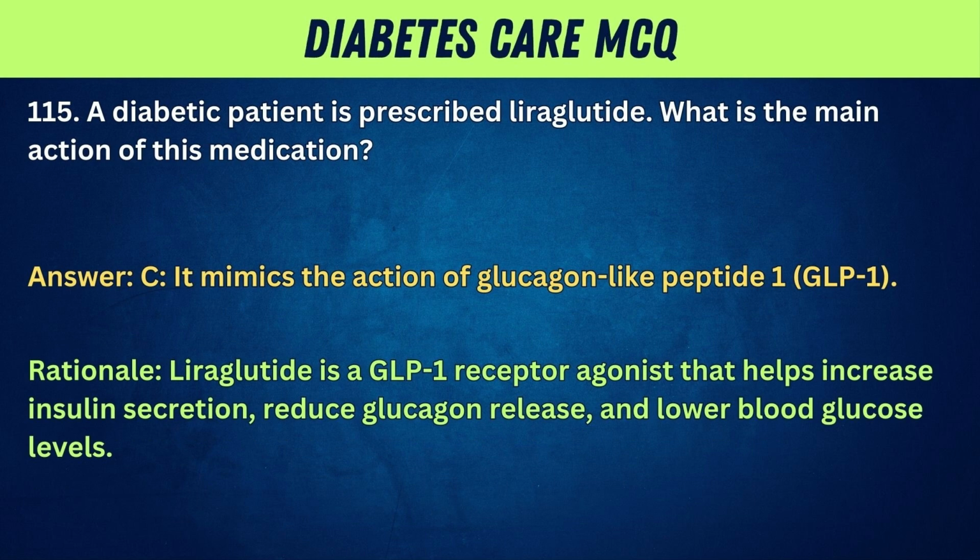Answer: C. It mimics the action of glucagon-like peptide-1, GLP-1. Rationale: Liraglutide is a GLP-1 receptor agonist that helps increase insulin secretion, reduce glucagon release, and lower blood glucose levels.